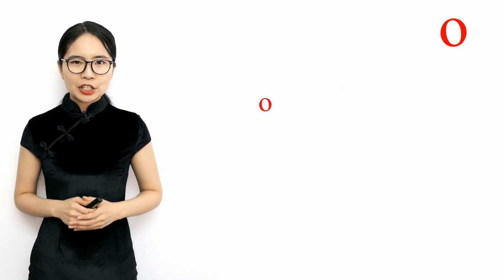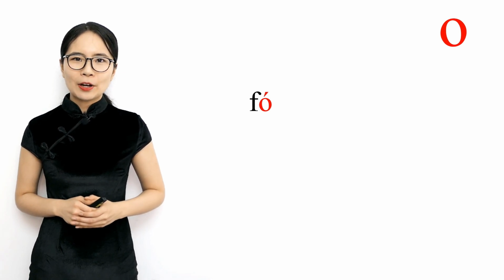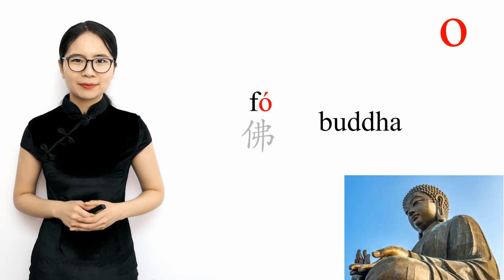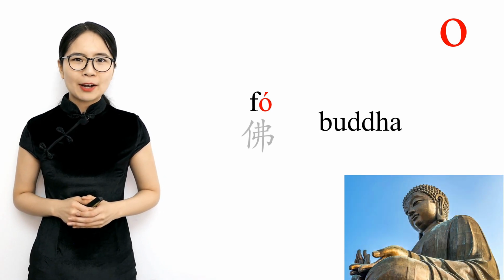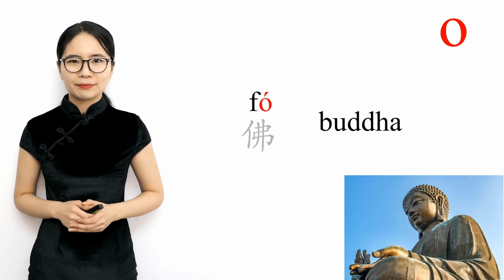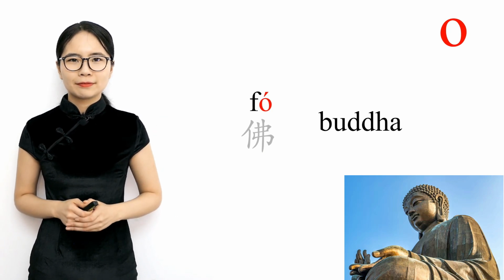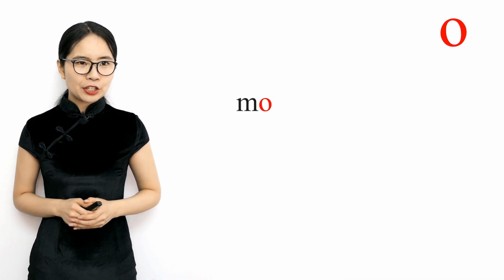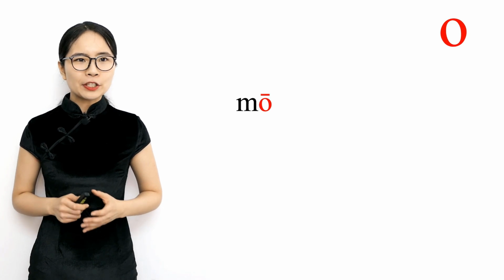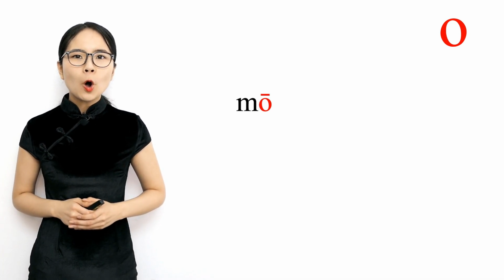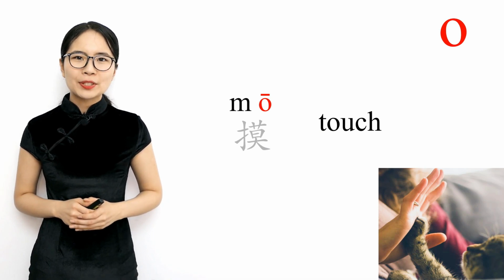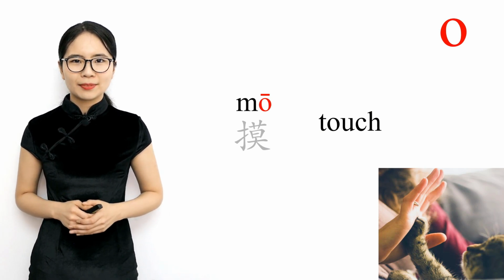If I add the initial f and the second tone, the rising tone, I get the word fo, which means Buddha. Please don't forget to pronounce the short u sound. Fo. If I use the initial m instead and the first tone, I get the word mo, which means touch. Again, please remember to pronounce the short u sound. Mo.